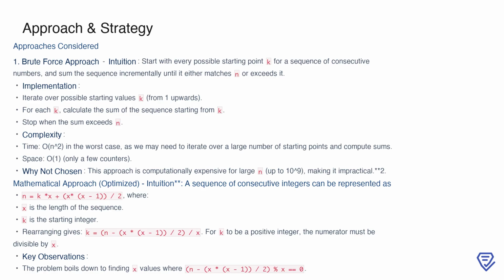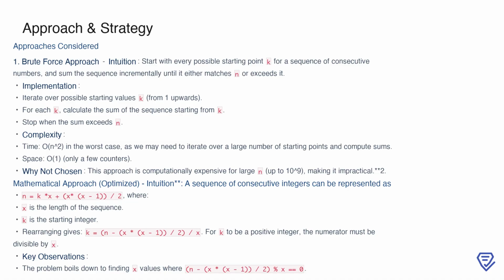To solve the problem of finding how many ways we can express a number as the sum of consecutive integers, we first considered a brute force approach. The idea here is intuitive: try every possible starting point, denoted as k, and calculate the sum of consecutive numbers starting from k until the sum either matches the target number n or exceeds it. This can be implemented by iterating over all potential values of k, and for each value, summing up numbers incrementally.